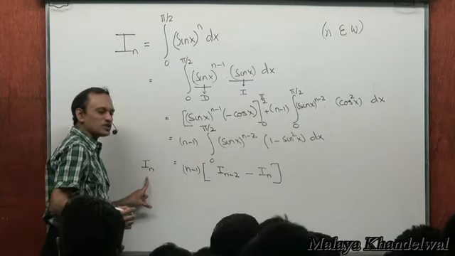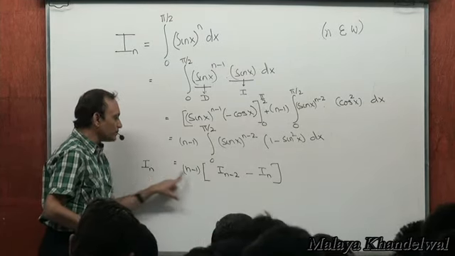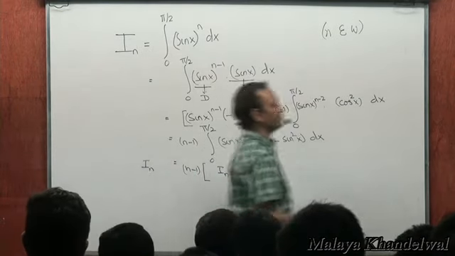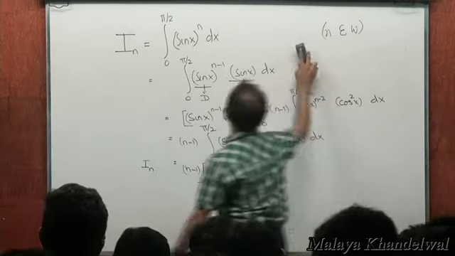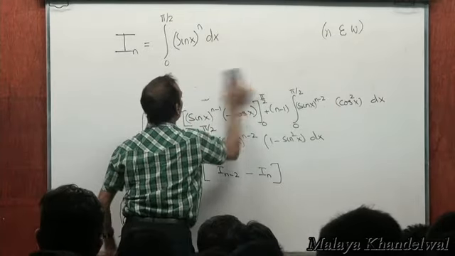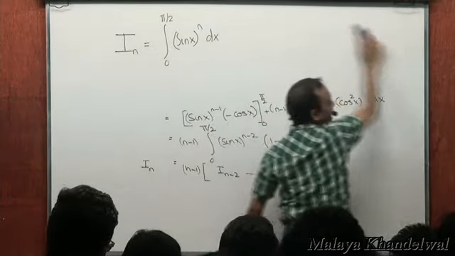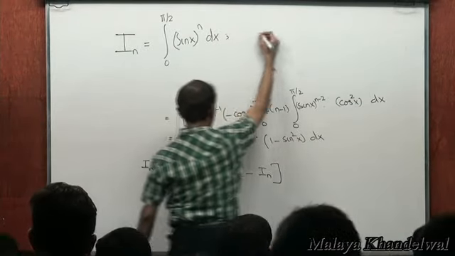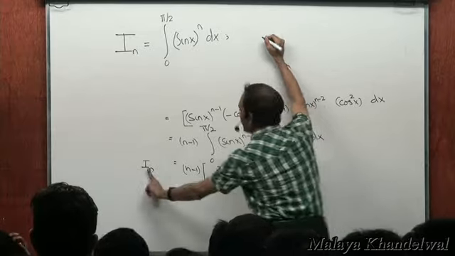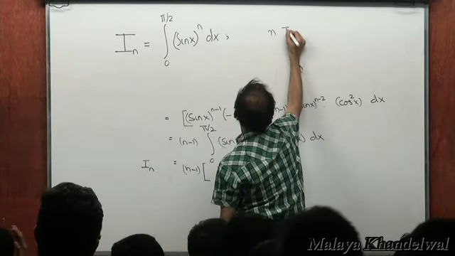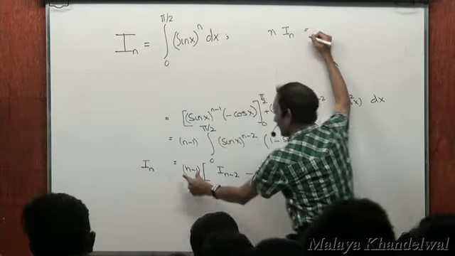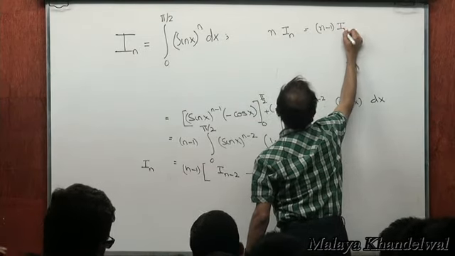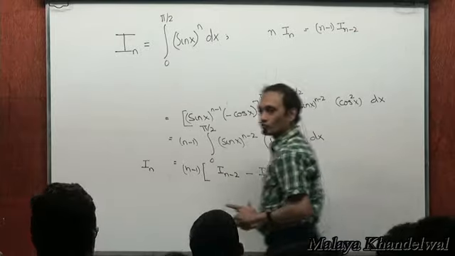This I n can be transposed on this side. So 1 plus n minus 1, that makes it n. So then we end up getting, if I transpose this n on this side, I get n I n is n minus 1 I n minus 2. Yes or no?